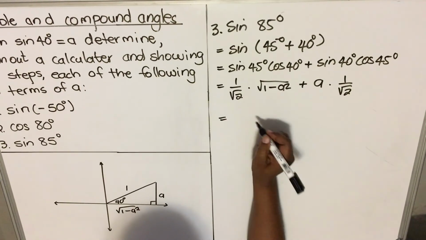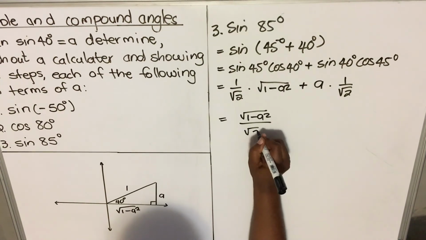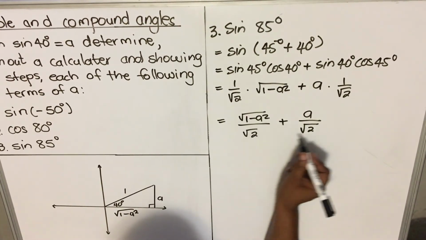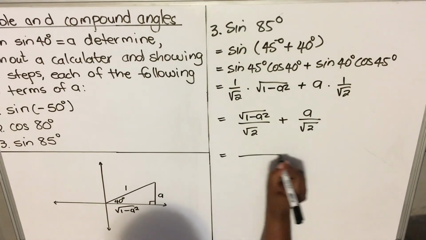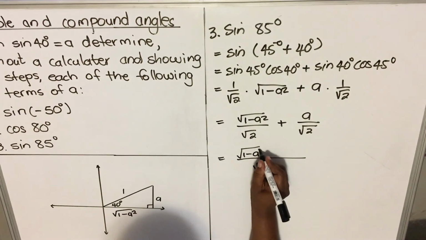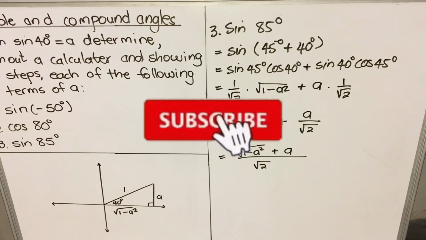Okay. So here I'll have square root of 1 minus a squared over root 2 plus a over square root 2. The denominators are the same. I can write it as 1 term. I can have square root 2 in the denominator and then square root of 1 minus a squared plus a. This is your final answer.